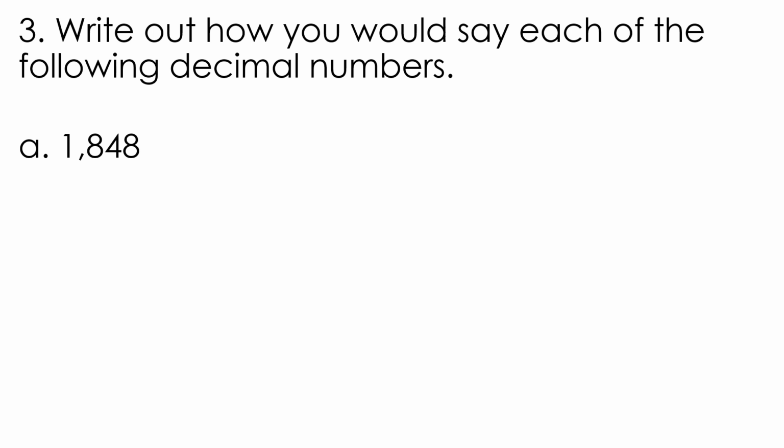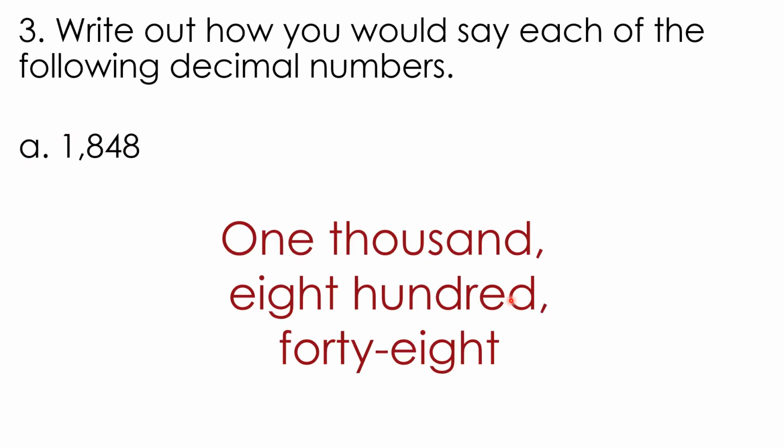All right, so we're going to write out how we would say each of the following decimal numbers with words. So we've got 1,848. 1,848. I'm not a stickler for spelling, so if you're doing this on the test and you spell it wrong, it's no big deal.